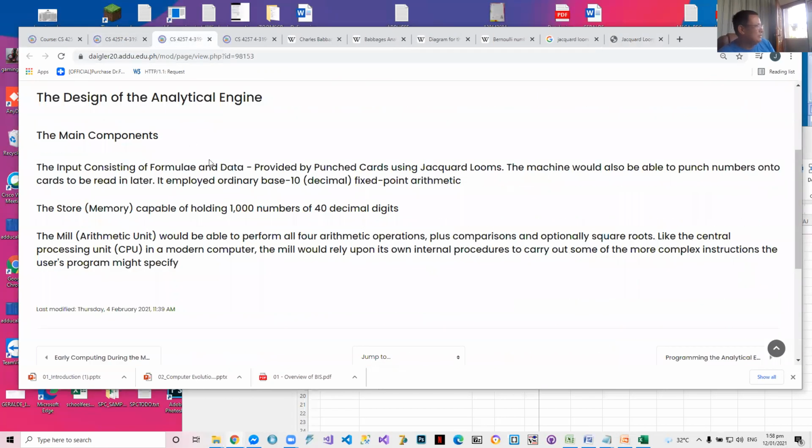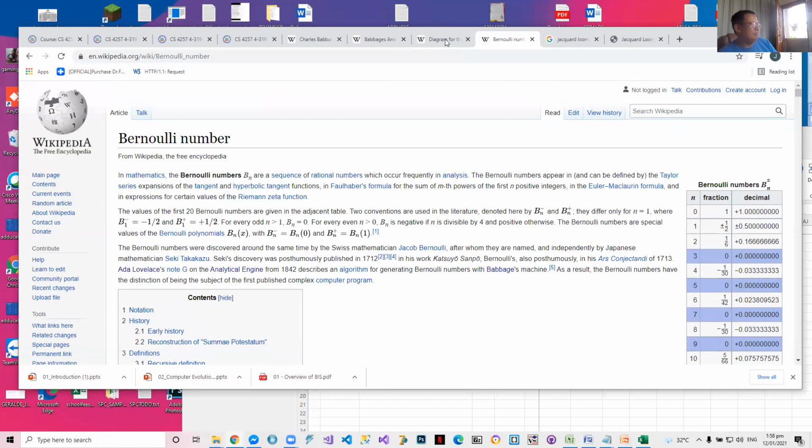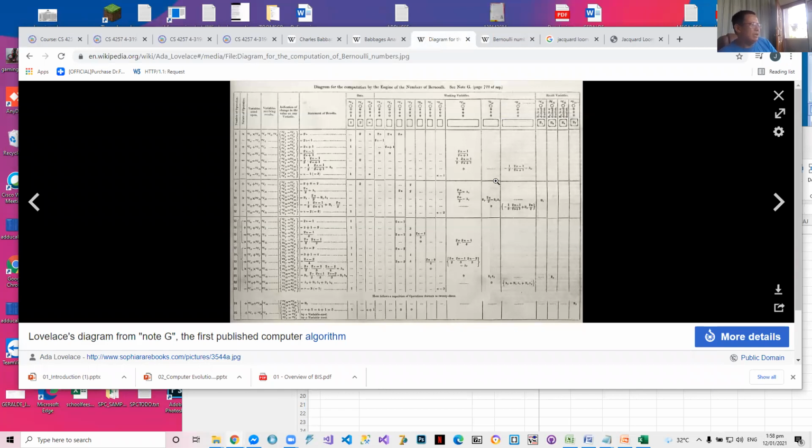So medyo mahirap, no? Now, the punch cards are read sequentially through a Jacquard loom, which was originally designed for creating fabric. And then there's called a store, a memory capable of holding 1,000 numbers of 40 decimal digits. Which means that if you look at the program of Ada Lovelace, the variables V1 to V12 are actually in the store.